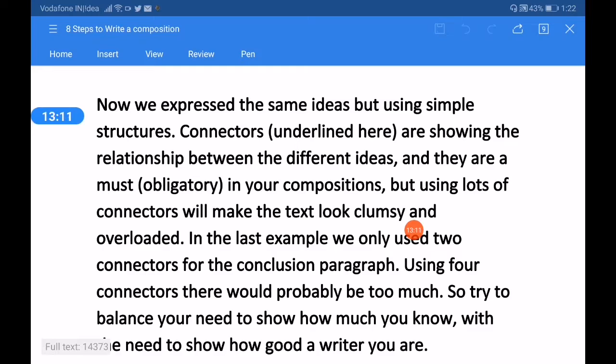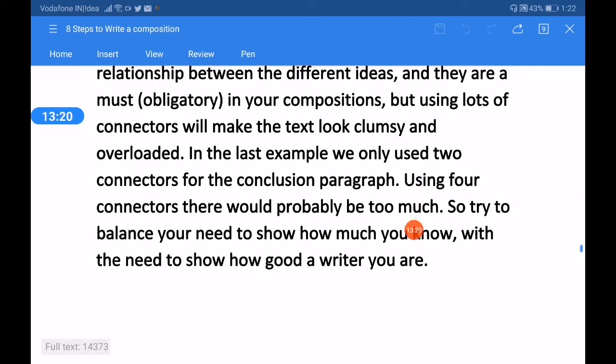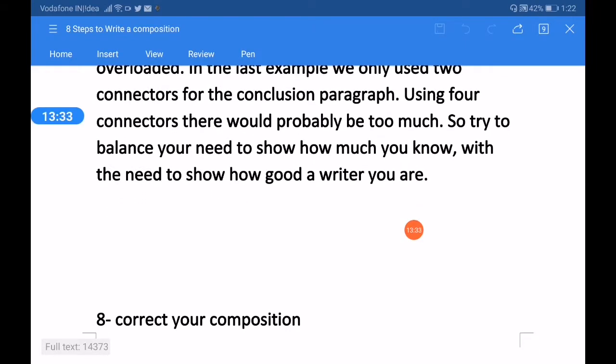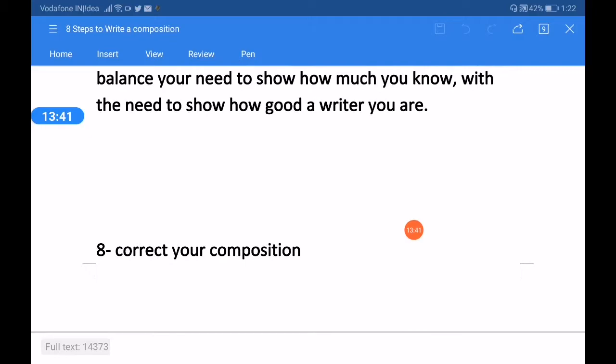Connectors underlined here are showing the relationship between the different ideas, and they are a must, meaning obligatory, in your compositions. But using lots of connectors will make the text look clumsy and overloaded. In the last example, we only used two connectors for the conclusion paragraph. Using four connectors would probably be too much. So try to balance your need to show how much you know with the need to show how good a writer you are.